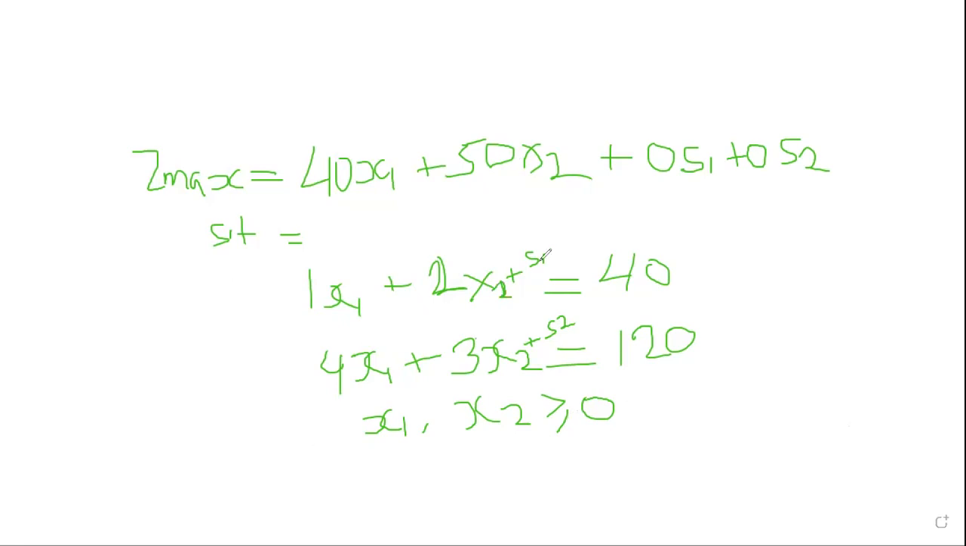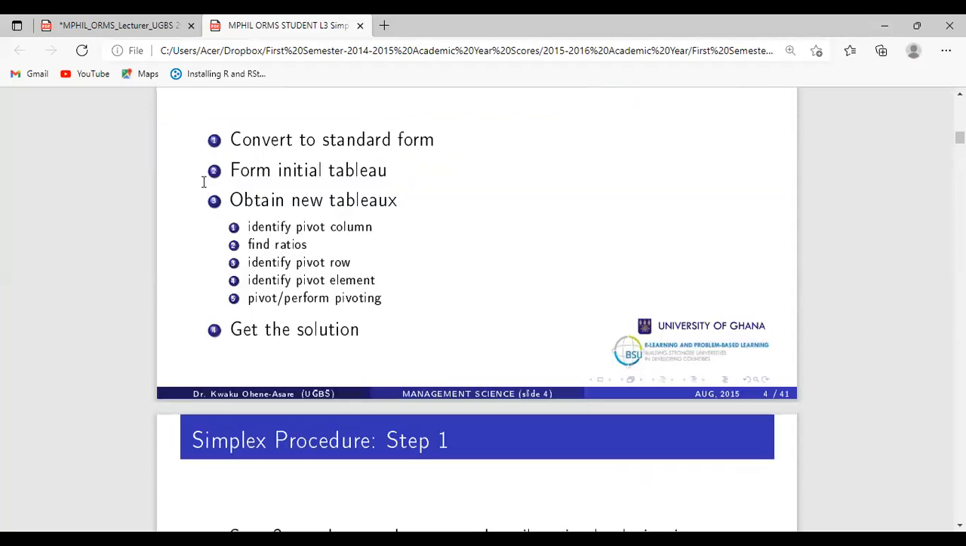Because this is a whiteboard and we are limited, any step that we do, please write it down so that as we move on, you move on with us. I believe that by now you have the standard form of your problem written. So let's go back to our slide and see our next step. It says that we should form the initial tableau.